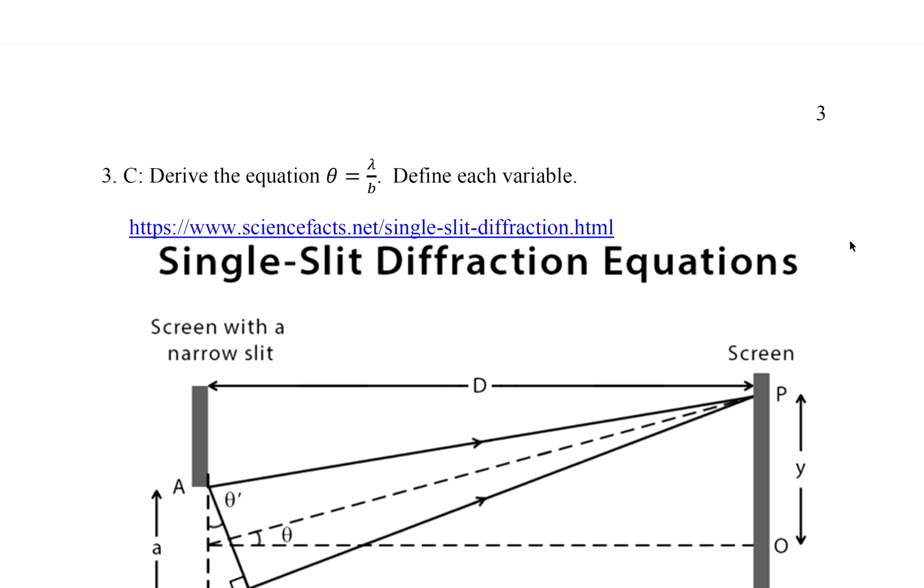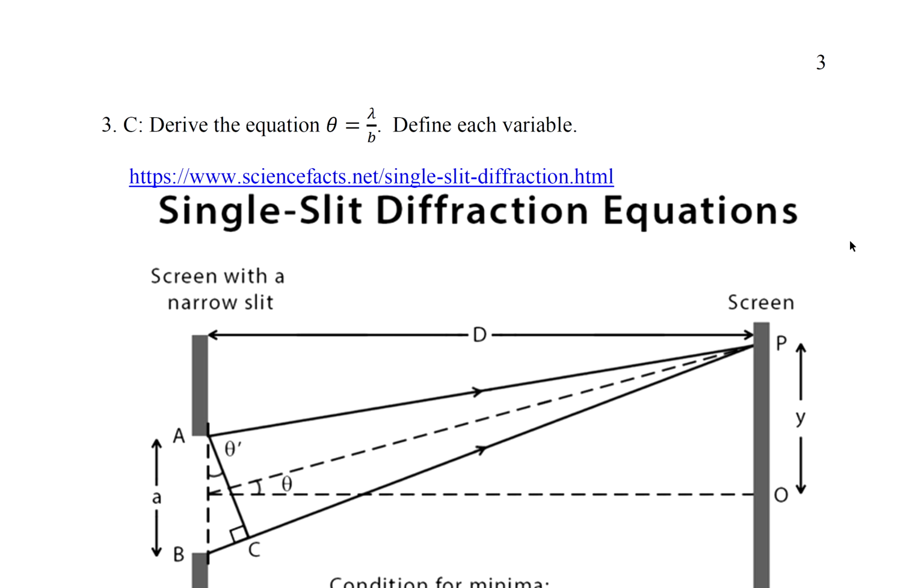Question 3, derive the equation theta equals lambda over b. So this is an equation which tells us destructive interference for single slits. The previous video had an equation for constructive interference for a double slit. This is destructive interference for a single slit.